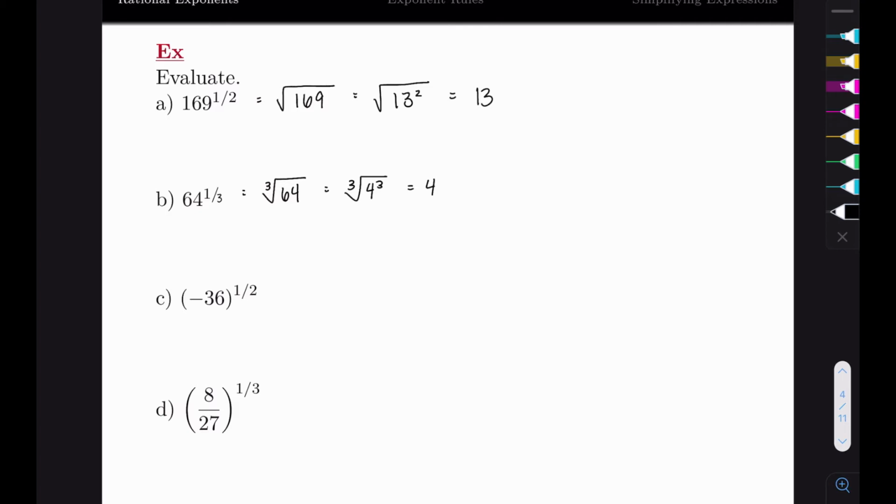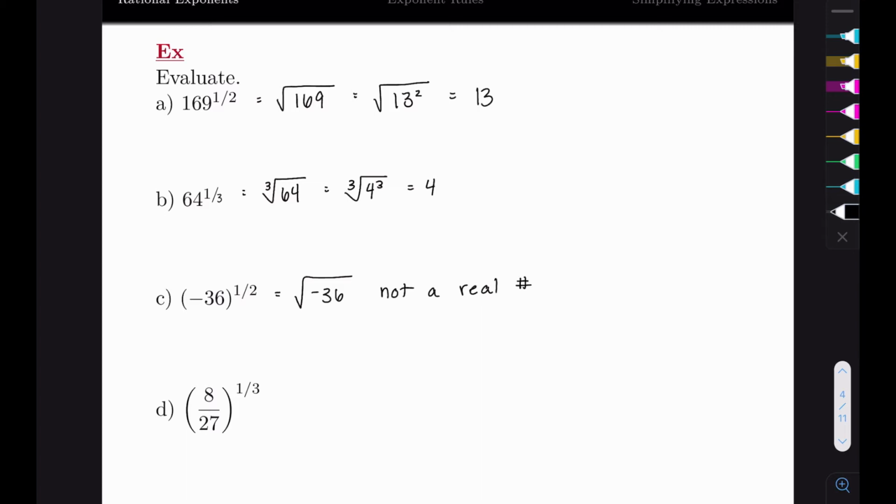If I try to do negative 36 to the 1/2 power, that means we're taking the square root of negative 36. And again, we can't do this. This is not a real number. At least we can't do it yet.